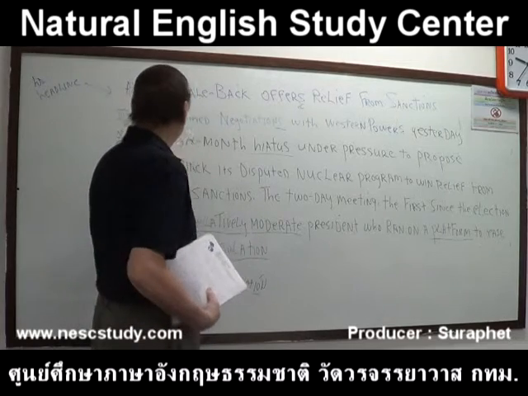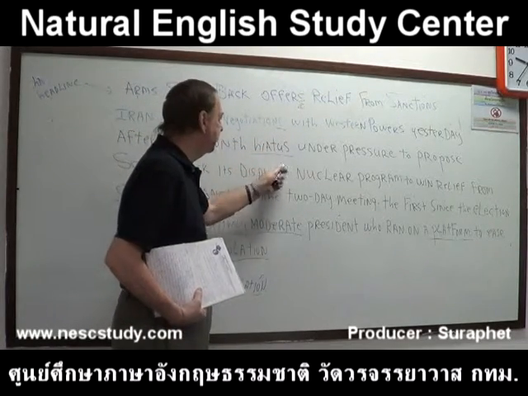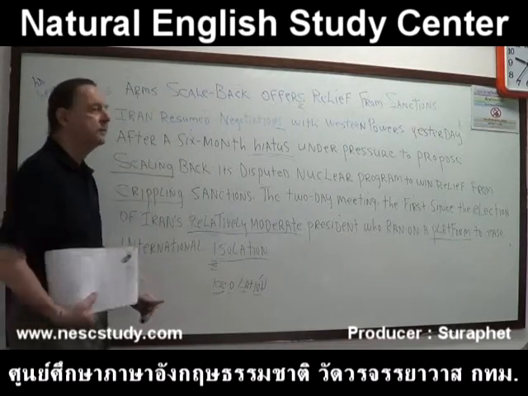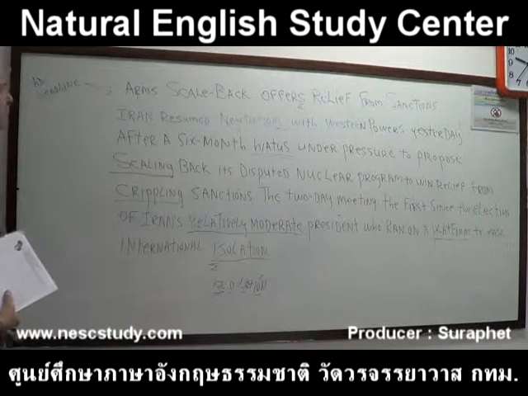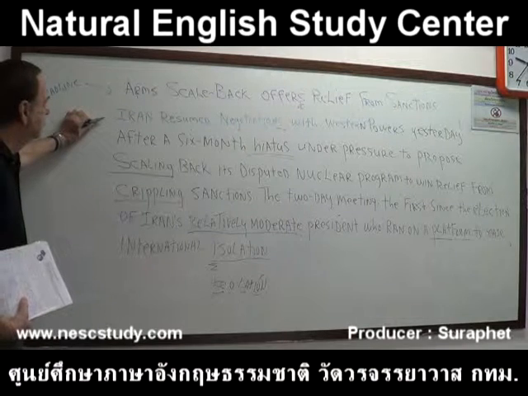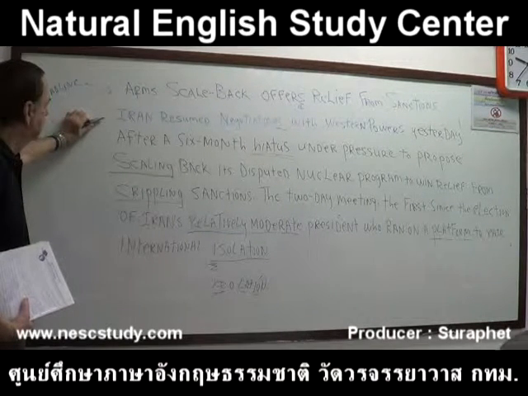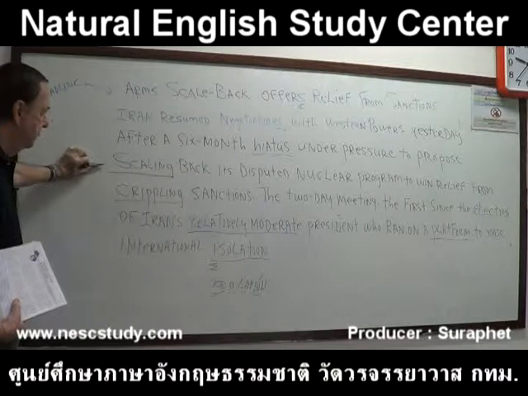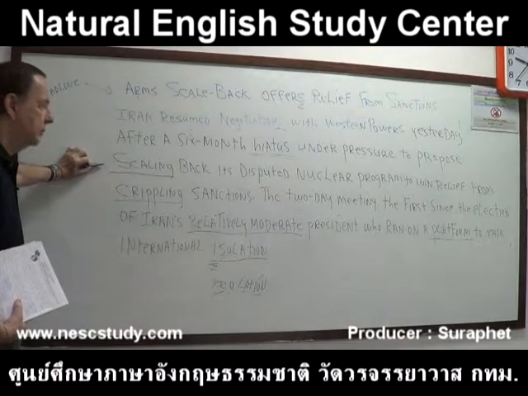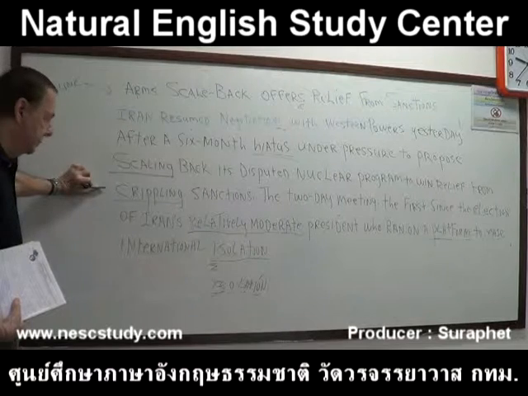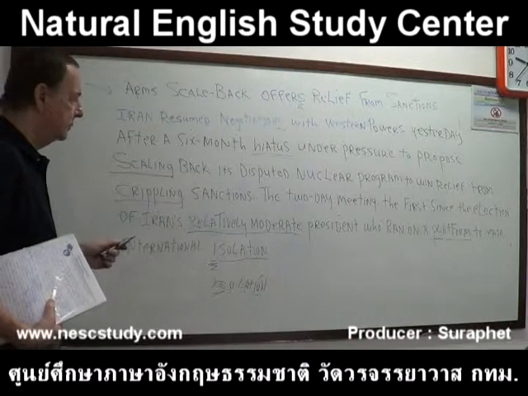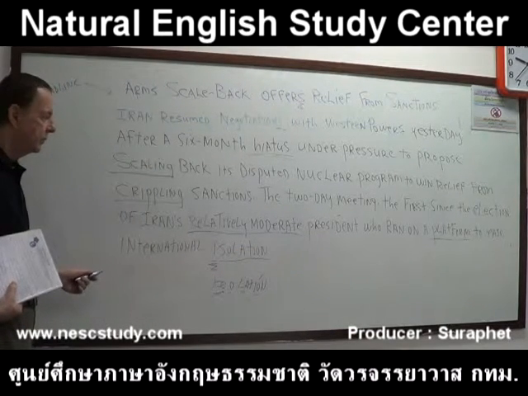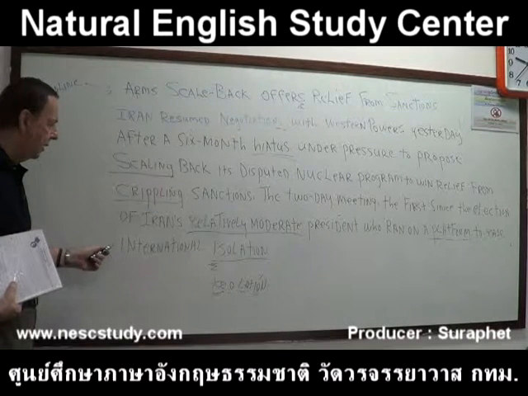Relatively moderate. Resumed negotiations. Hiatus. Under pressure to propose scaling back. Okay, go ahead. Iran scales back, offers relief from sanctions. Iran resumed negotiations with Western powers yesterday after a six-month hiatus under pressure to propose scaling back its disputed nuclear program to win relief from crippling sanctions. The two-day meeting, the first since the election of Iran's relatively moderate president, who ran on a platform to ease international isolation.